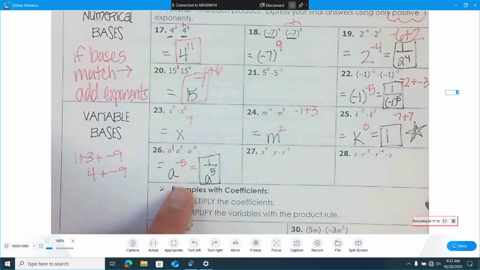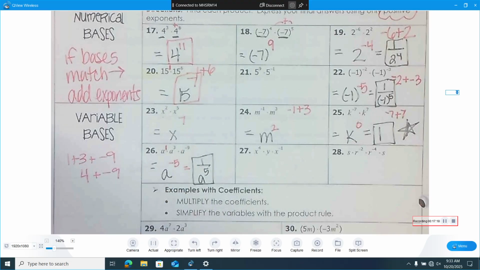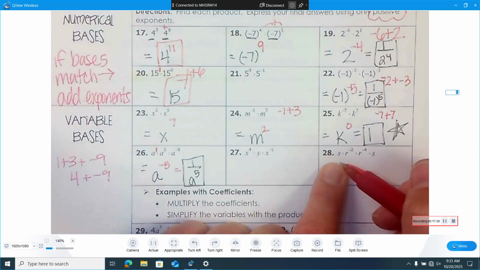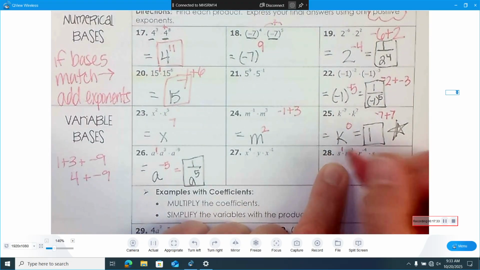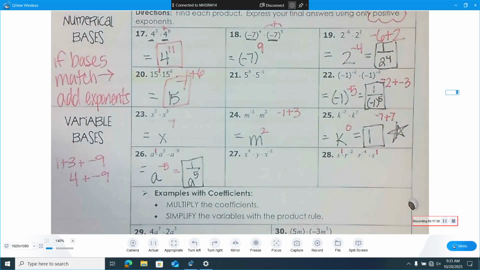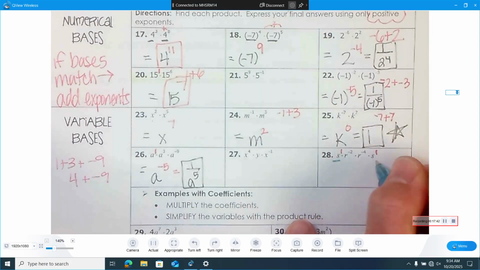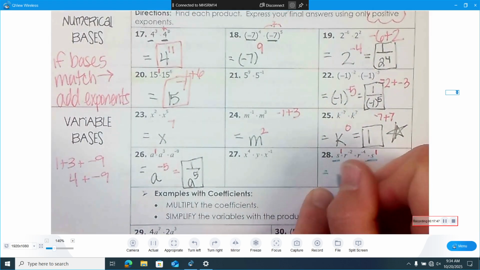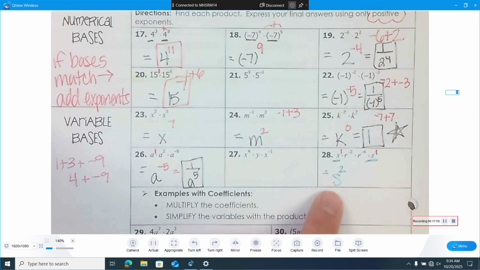Beautiful. Okay, let's do number 28, because this one is also a little bit different here. Number 28. I'm missing some exponents. What's the exponent here with the S? A 1, and here's another 1. So we have to be a little bit careful because we can only combine things that have the same base. So I have S to the 1st times S to the 1st. What's that going to be? S to the 2nd power. 1 plus 1 is 2.